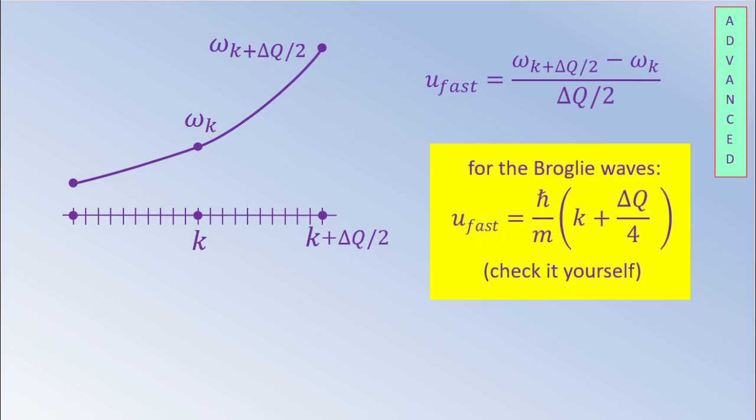Of course, in the case of the de Broglie packet, this formula can be reduced to the previously obtained relationship: U fast is h-bar over m times the average wave number, k plus a quarter of delta q, identified for the fast subpacket constructed of two waves. You can check this yourself.